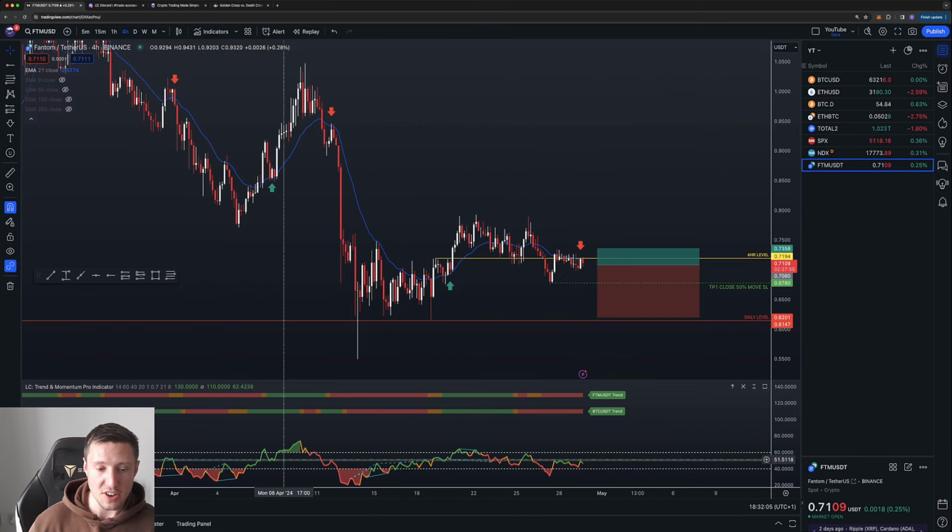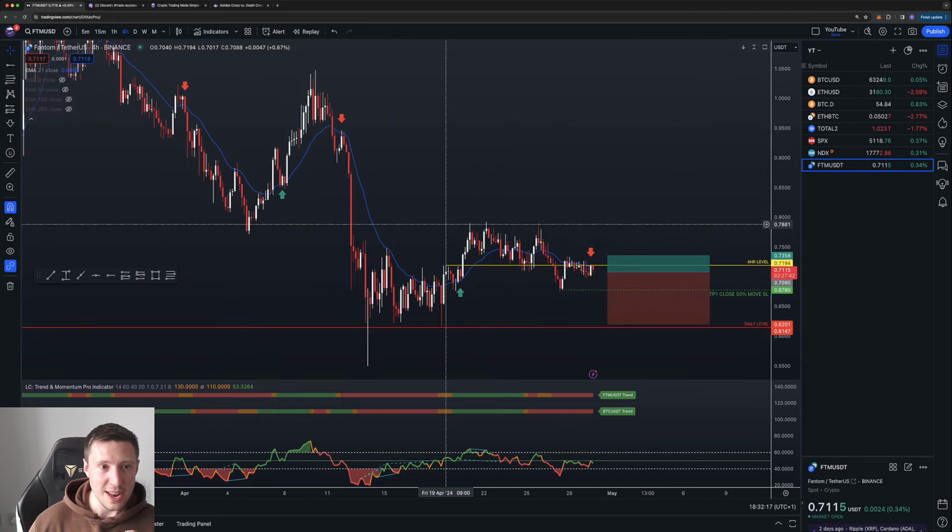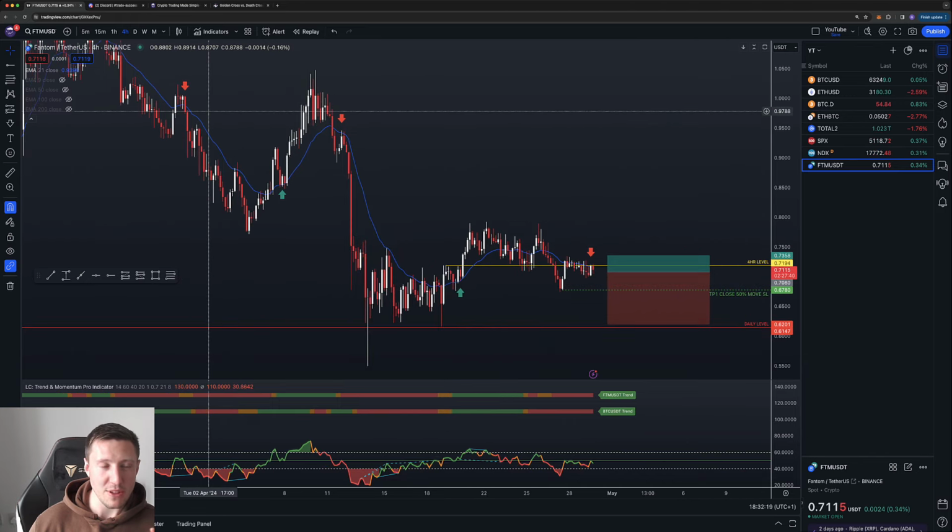Obviously for shorts, it's the complete opposite. So I want to see RSI below 50, red trend bars on both the asset itself and BTC, below the moving average 21, and below a resistance level, or holding a resistance level as resistance. So let's take a look at some previous examples of how this would have worked in the past.